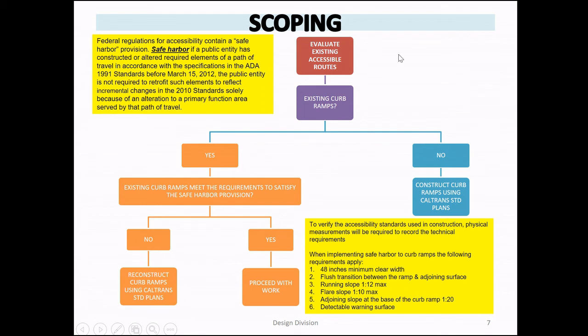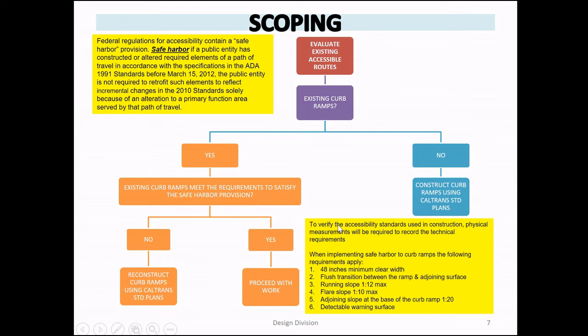Once we get a project, we need to evaluate if there are sidewalks, and if there are sidewalks, if there are existing curb ramps. If there are no existing curb ramps, and your project is in the list that I previously showed, you will have to construct those curb ramps using Caltrans standard plans. If there are existing curb ramps, then we will need to evaluate them to see if they satisfy the safe harbor provision.